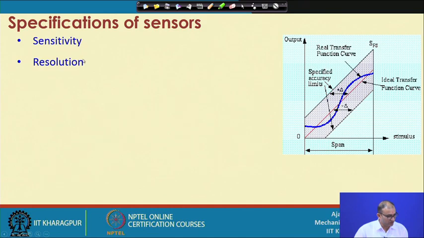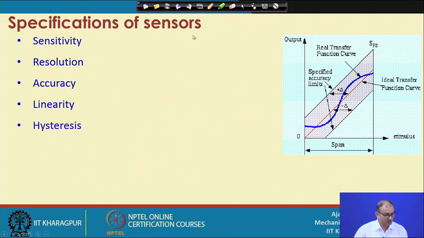Resolution, we have seen already: the smallest measurement it can perform. Accuracy means how close it is to the dimension, or how close to the desired location. Linearity means that if you plot something with respect to a linear function, how much it is matching with the linear fitting of the curve.